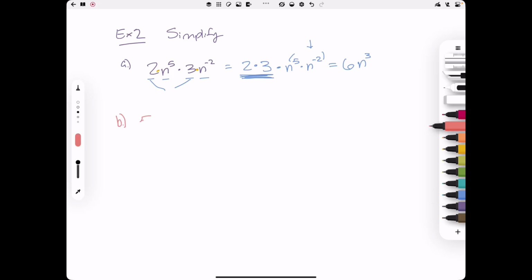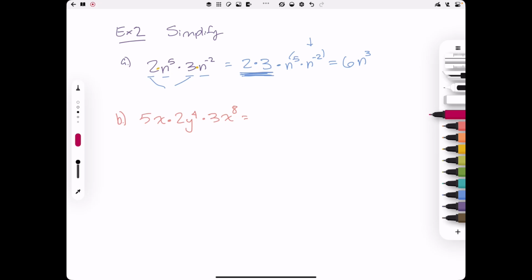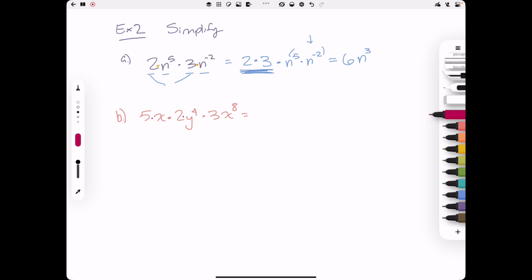What if I have 5x times 2y to the 4th times 3x to the 8th? How can you rearrange this to make sure you're doing all that you need to do to simplify? Remember, it's still all a product, right? There's still a multiplication between the 5 and the x. There's still a multiplication between the 2 and the y, and the 3 and the x. Can I still rearrange them? Let's rearrange them. How should I start?